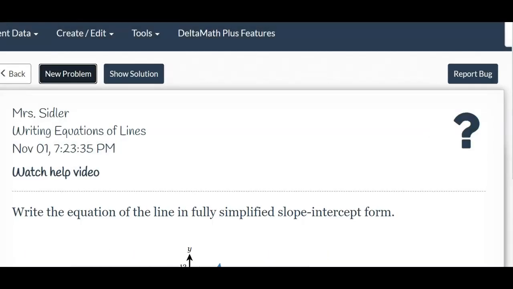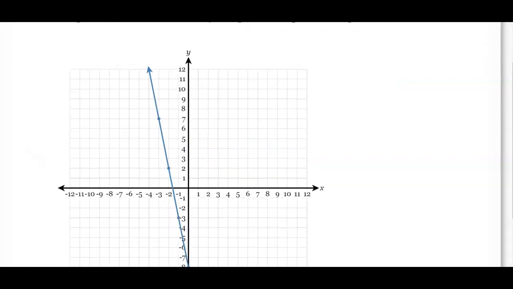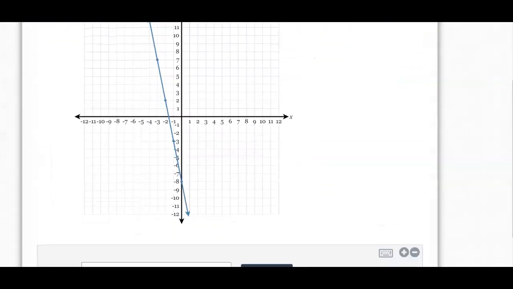Should we do one more example? Okay. Take a look at this one and see if you can write the equation before I do.